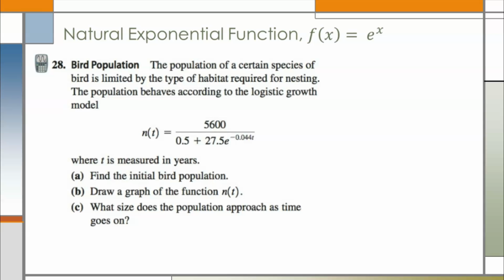So let's go back and maybe reread our problem. Sometimes you might have to reread these a couple of times, but what we want to identify is what our variables represent. This one's an easy one, where T is measured in years. That's clearly stated. The population behaves according to this model, so this model represents population, and this is a population of birds. So number of birds.